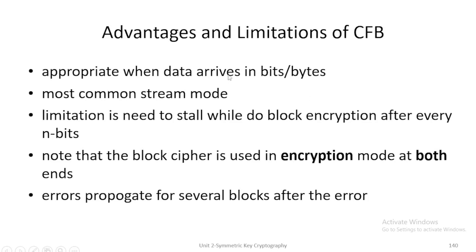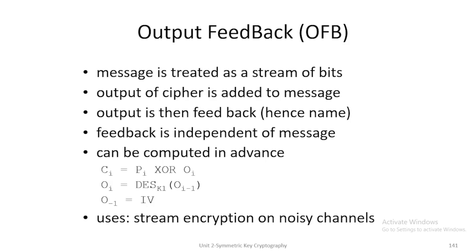So the advantage is that we are only using stream mode operations, so the required number of bits is selected. If a plaintext contains n bits, we are only doing n bits of encryption or decryption at both ends. So this is the advantage of cipher feedback mode.